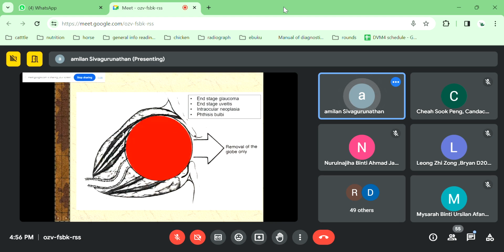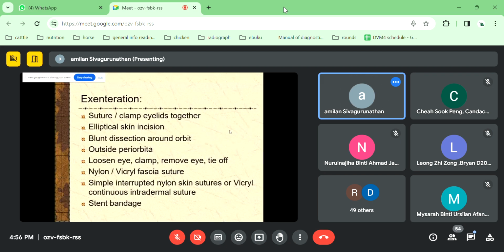So with the enucleation, you're removing the entire content of the globe, excluding the muscles and the optic disc and optic nerve, but just the globe itself. And this is an effective way for end-stage glaucoma. So this is, and many end-stage issues, including trauma, right?